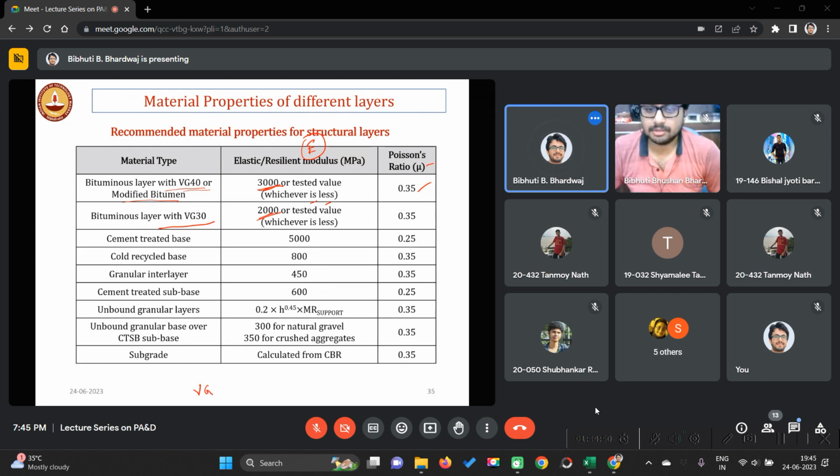Just type in so that I get whether this term is new or you already know what is VG? VG is viscosity grade. Viscosity grade, bitumen grade থাকে না? VG10, VG20, VG30, VG40. So this is VG30. That means its viscosity will be 30 into 100 plus minus 20 poise.